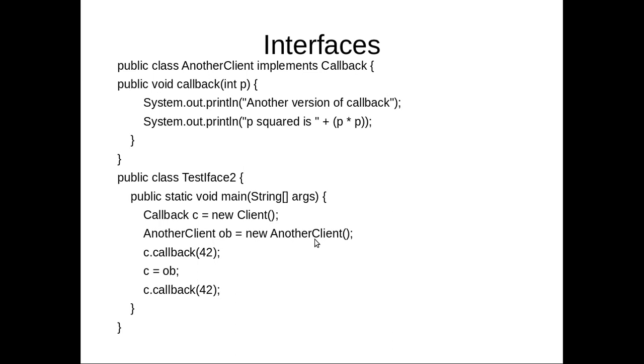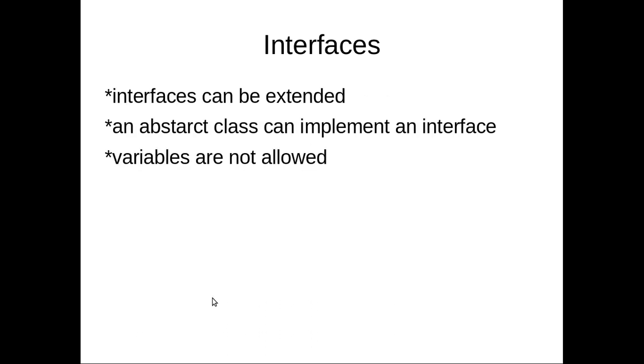Now what will happen if c.callback is called? Now c is pointing to the Client object, and that's why the Client's implementation of the callback procedure will be called. Okay. Now after that c is made to point to an AnotherClient object, and when c.callback(42) is executed, then the implementation done by AnotherClient will be executed. Okay.